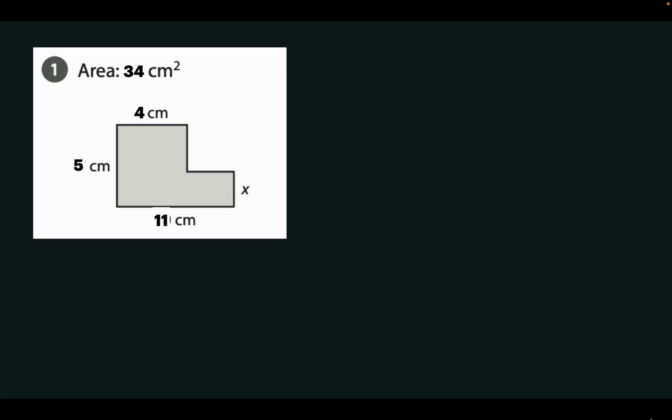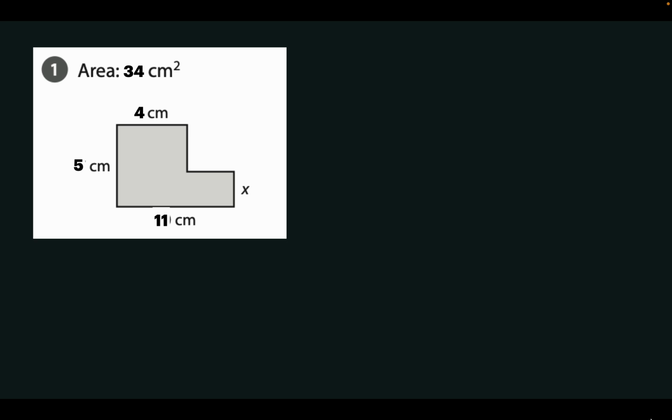All right, so on your paper, on page 99 still, I want you to draw this shape. I want you to notice that I give you the area. Area equals 34 centimeters squared, and then I give you the shape. I want you to pause the video and draw the shape. Now that you have the shape drawn, let's talk about it.